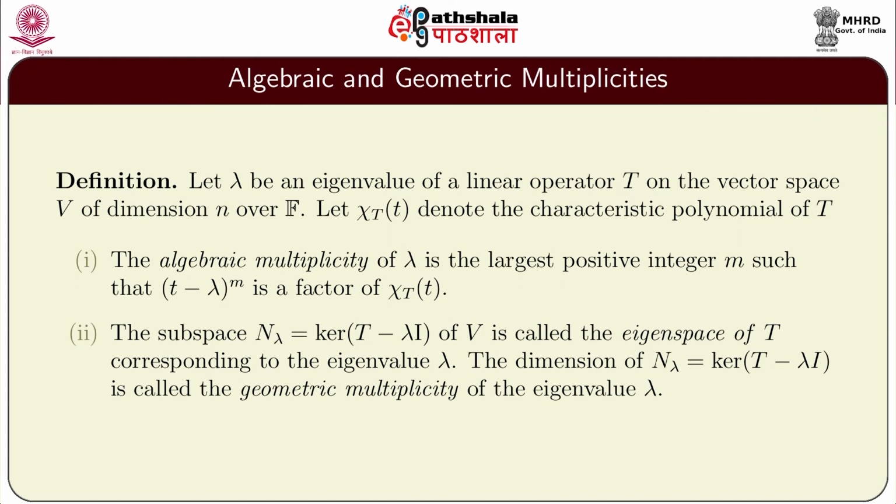Now, the geometric multiplicity. Consider the linear operator T minus lambda I on V and look at its kernel, usually denoted by N suffix lambda. This is what we call the eigenspace of T corresponding to the eigenvalue lambda. Now, N lambda is a subspace of the vector space V, and V is finite dimensional. Therefore, N lambda is also finite dimensional, and the dimension of N lambda is what is called the geometric multiplicity of the eigenvalue lambda.